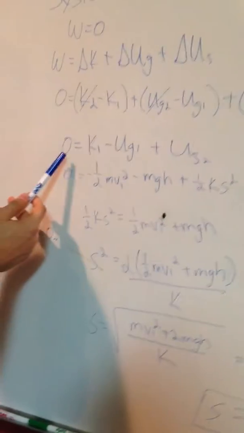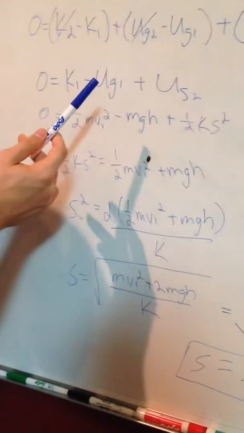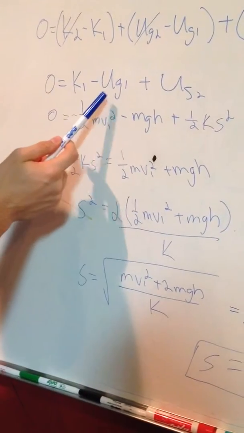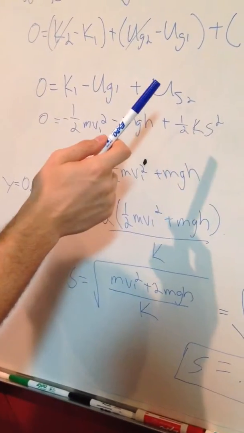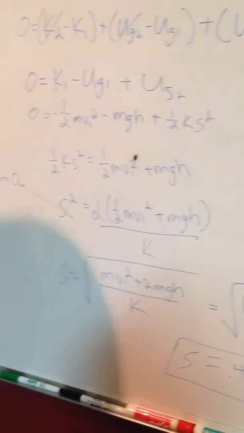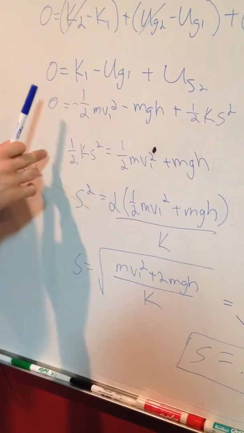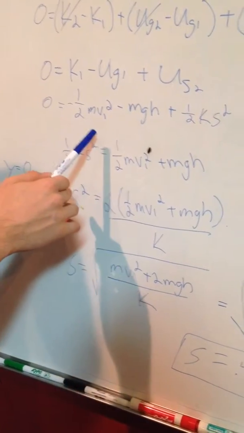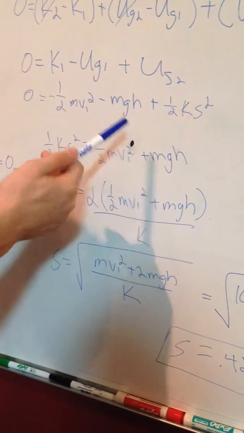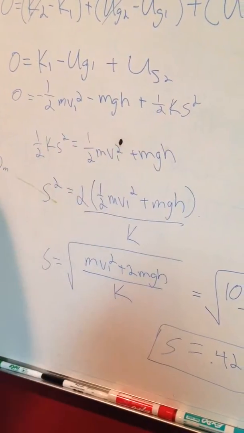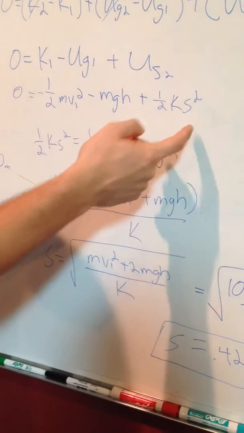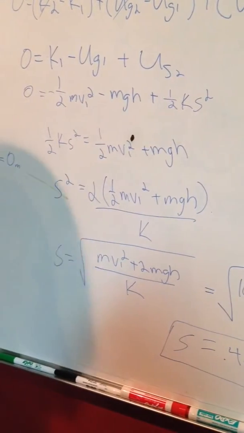So we get that 0 equals initial kinetic energy minus the initial gravitational energy plus the final spring potential energy. So we get 0 equals negative 1/2 m v initial squared minus mgh plus 1/2 times the spring constant times the distance, the compression of the spring, squared.